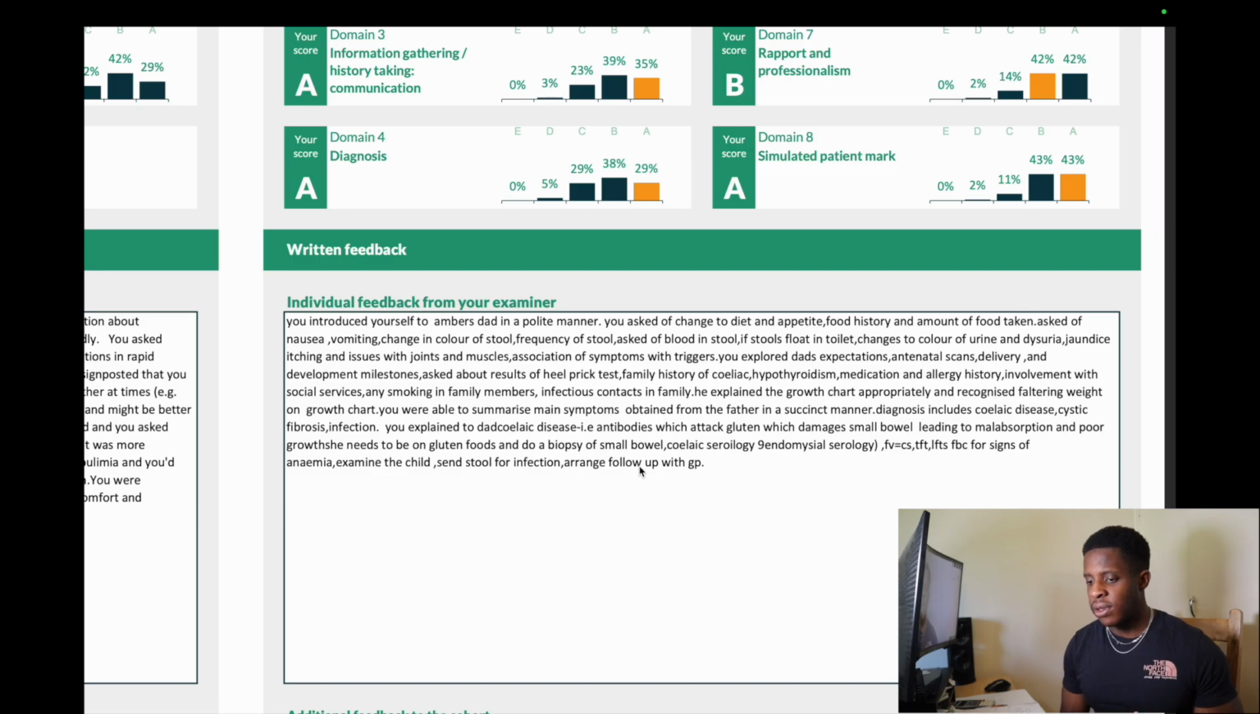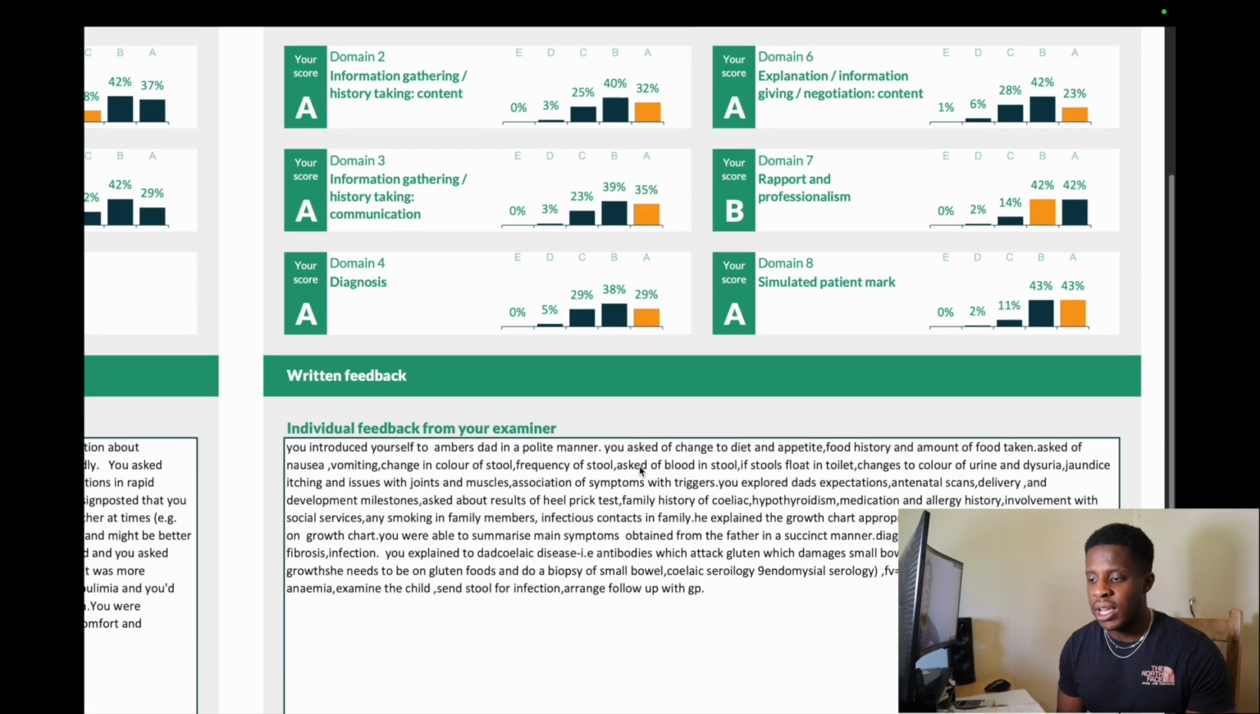Diagnoses include celiac disease and cystic fibrosis infection. You explained to dad that in celiac disease, antibodies attack gluten, which damages the small bowel, leading to malabsorption and poor growth. She needs to be on gluten foods and have a biopsy of the small bowel, celiac serology, and endomysial serology. That's just a bit of the investigations I did.